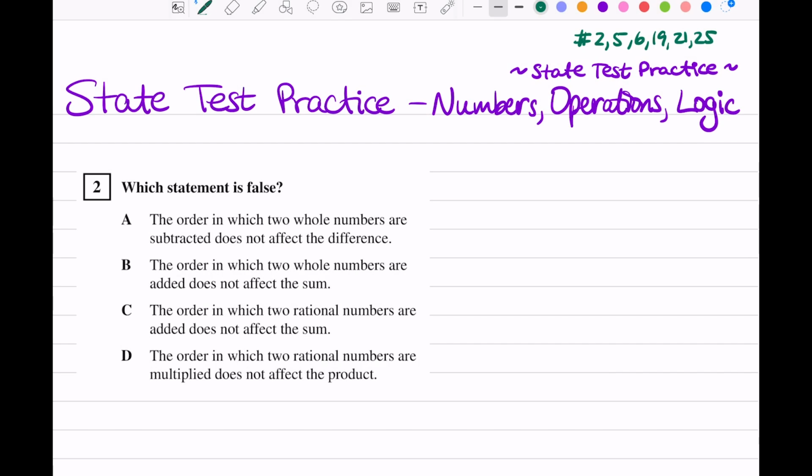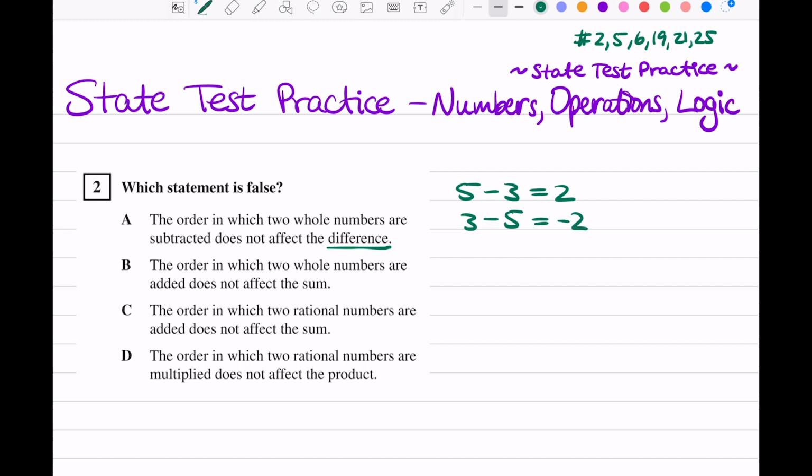Which statement is false? Option A says, the order in which two whole numbers are subtracted does not affect the difference. So when we're subtracting numbers, the answer is called the difference. So let's consider two whole numbers. Let's say we have 5 and 3. So this option says that 5 minus 3 and 3 minus 5 give the same answer. Well, do they? 5 minus 3 is 2, and 3 minus 5 is negative 2.